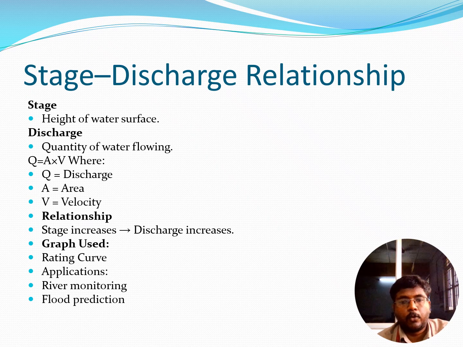Next, we see about the stage-discharge relationship. The stage-discharge relationship is often called a rating curve. It is a simple mathematical link between how high the water is and how much water is flowing at a specific point in a river. Mainly, the discharge can be calculated with the help of Q = AV, where Q is the discharge, A is the area, and V is the velocity.